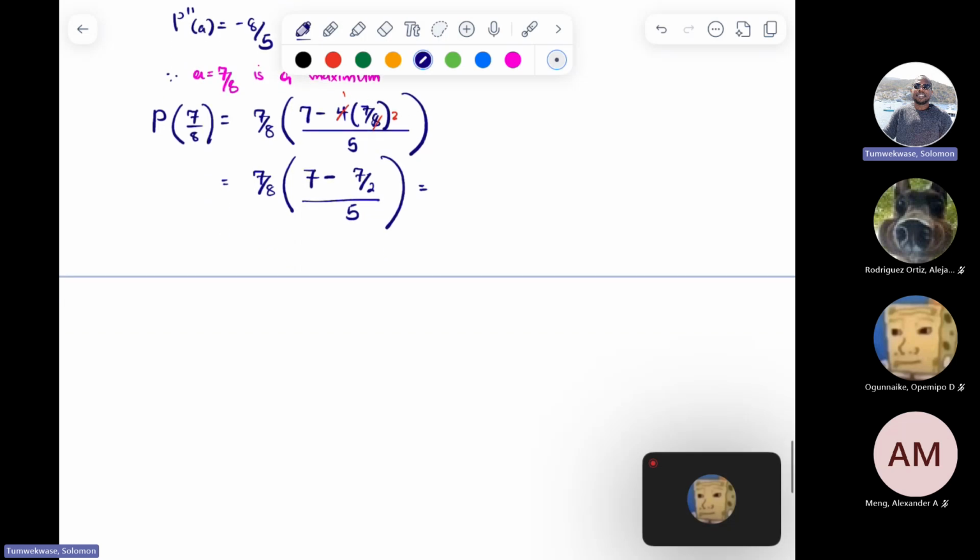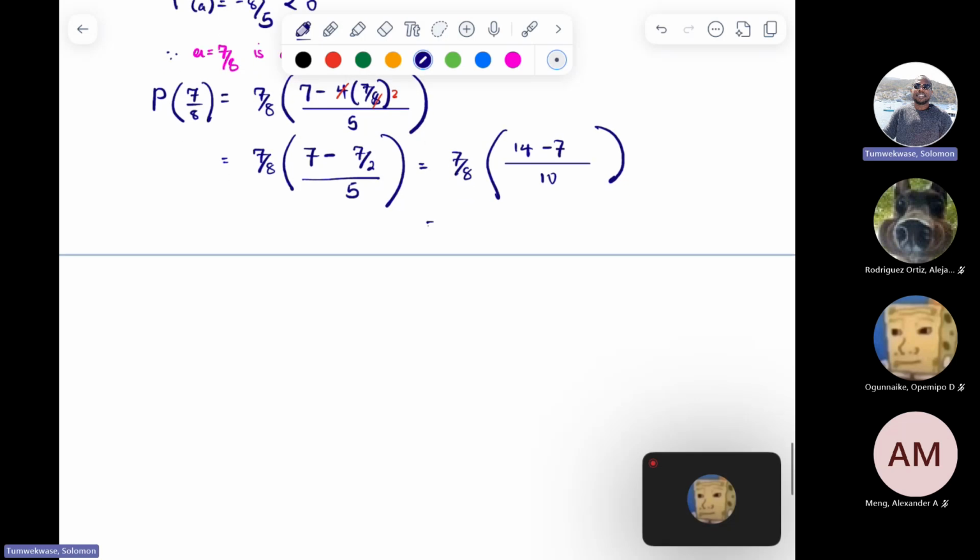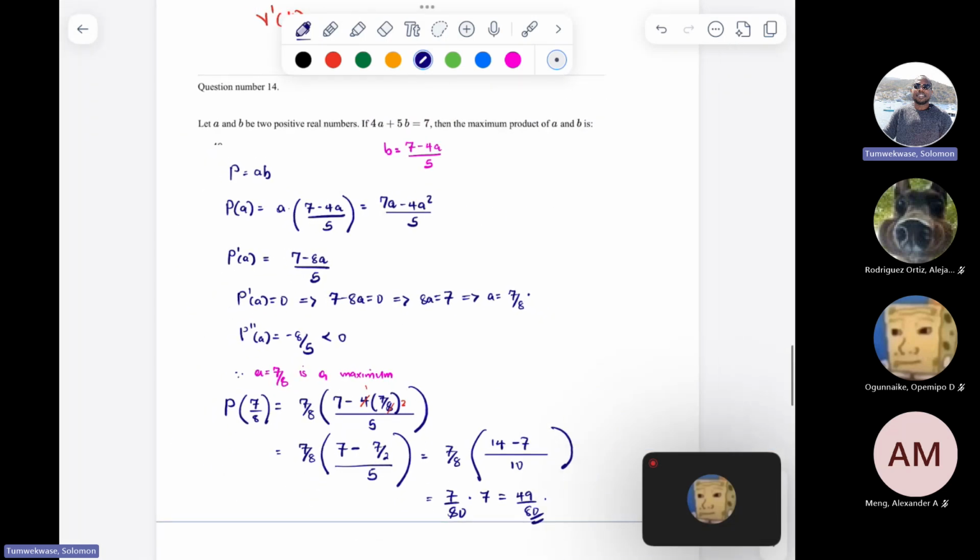Let's see what we get. Maybe 7 over 8 into 14 minus 7 over 2 times 5, which is 10. So this is 7 over 80, then times 7, and this is 49 over 80. That wasn't really so difficult. So, okay, is that fine, D?